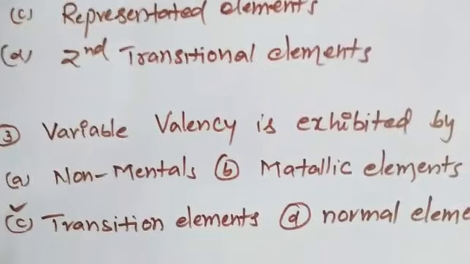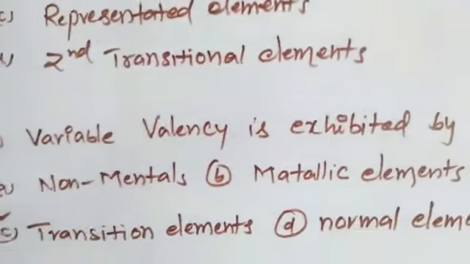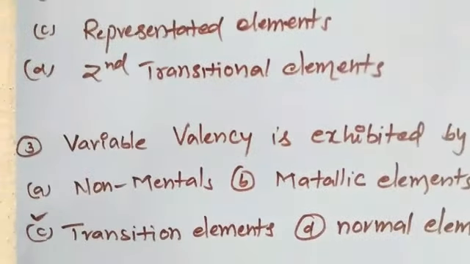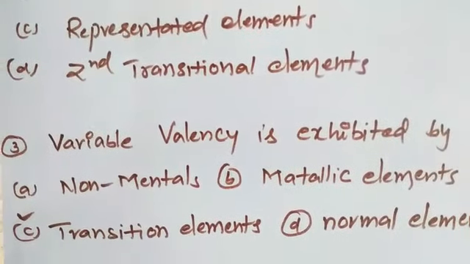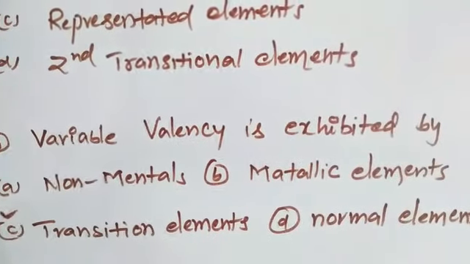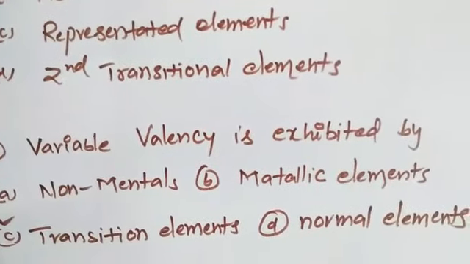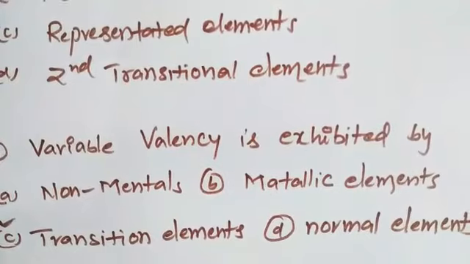Similarly, the transition elements can exhibit different types of characteristics. They exhibit catalytic nature, they exhibit color, they can form different types of complex compounds, and they can exhibit various oxidation states. So they have many more characteristics in the case of transition metals.